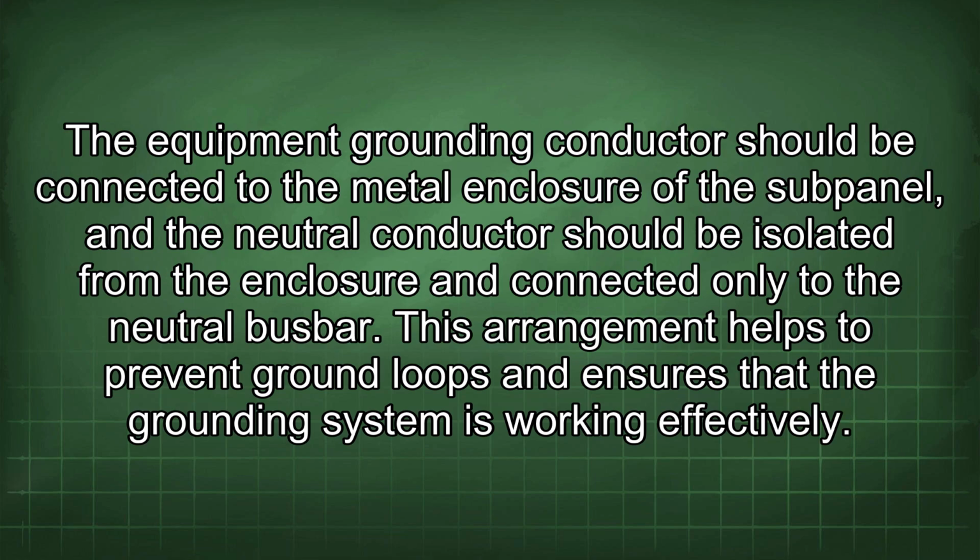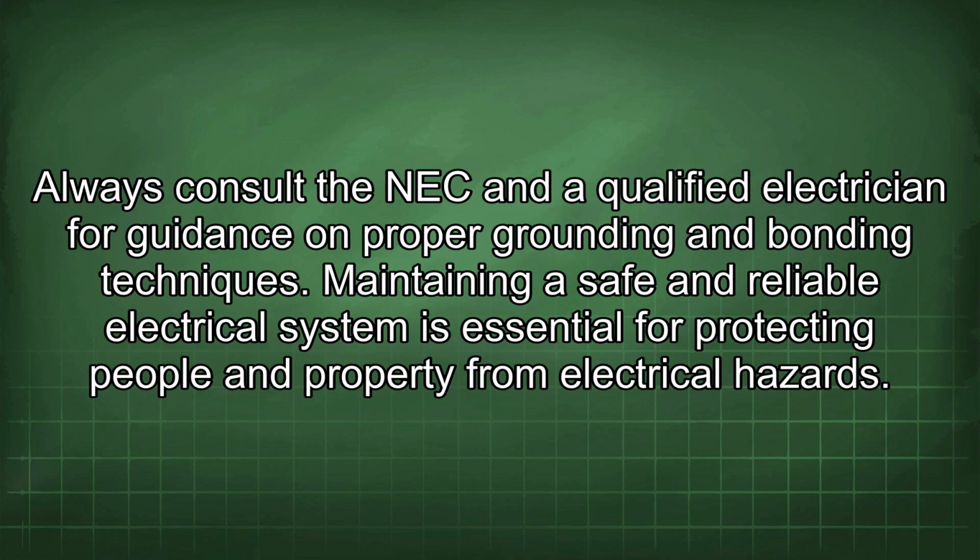The equipment grounding conductor should be connected to the metal enclosure of the subpanel, and the neutral conductor should be isolated from the enclosure and connected only to the neutral busbar. This arrangement helps to prevent ground loops and ensures that the grounding system is working effectively. Always consult the NEC and a qualified electrician for guidance on proper grounding and bonding techniques.